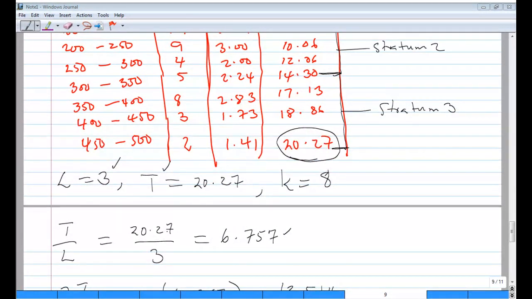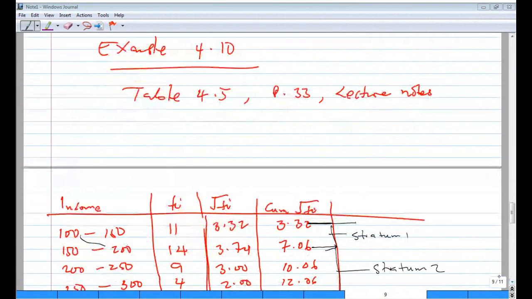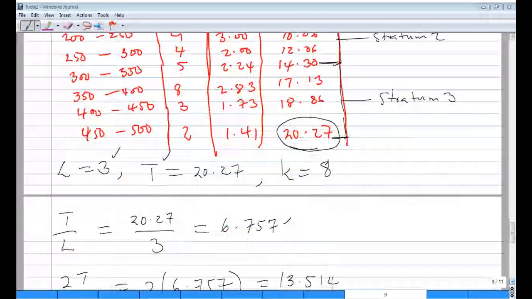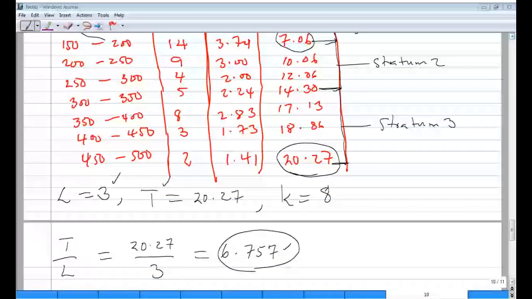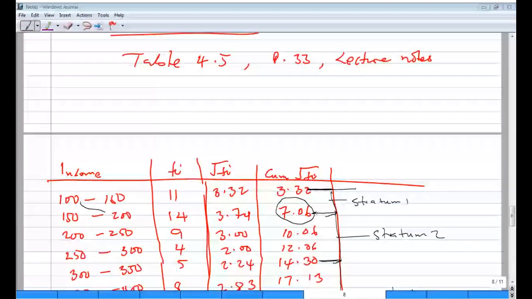Which is equal to 20,27 divided by 3. And the answer is 6,757. So with this value, you go to column number 4 and check for the value that is very close to that. When you go there, we realize that this value here, 7,06, is very close to this one. Then we draw a bound next to it. That is why we draw this bound.